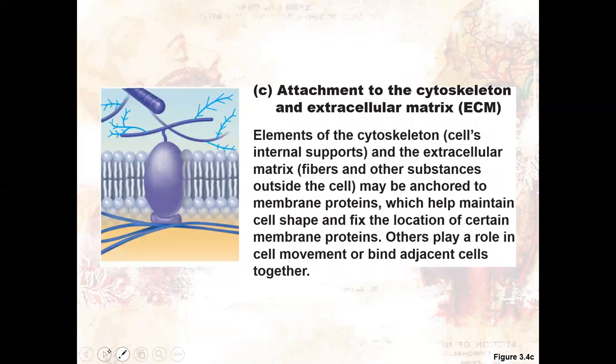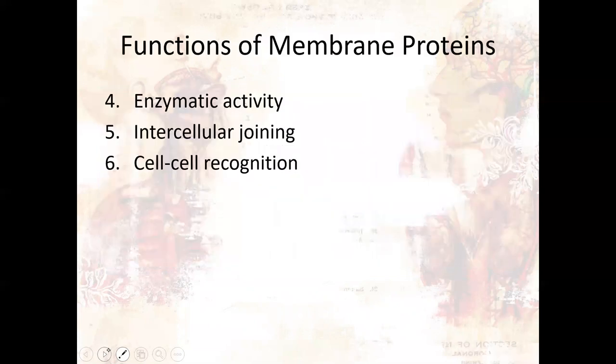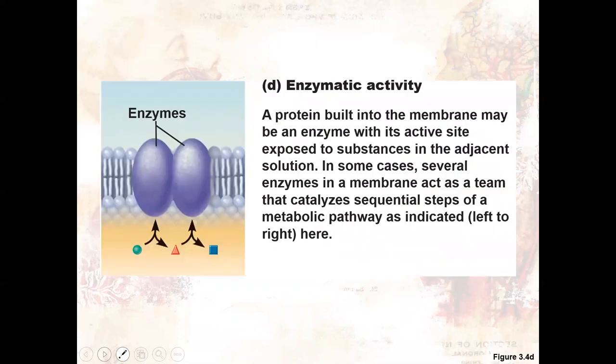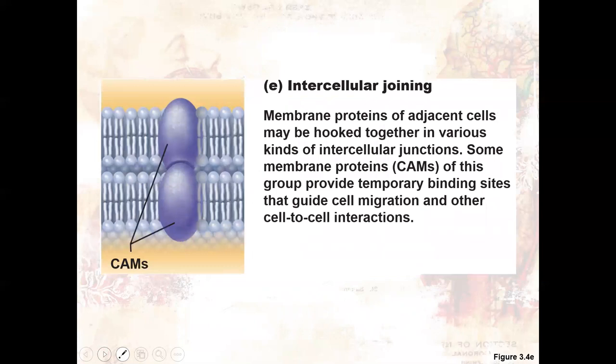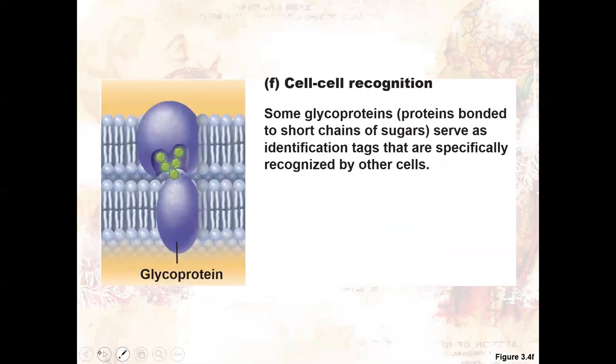Attaching the cell to something else that's outside the cell. So here we're attached to the extracellular matrix, these supports that are outside the cell. Other cell functions, there may be enzymes that may hold cells together. They may be involved in how cells recognize one another. Here's an enzyme carrying out a chemical reaction. Here's a cell adhesion molecule holding cells together. And then here is cell recognition. So you'd have like a cell of the immune system that would recognize like this little carbohydrate tag.